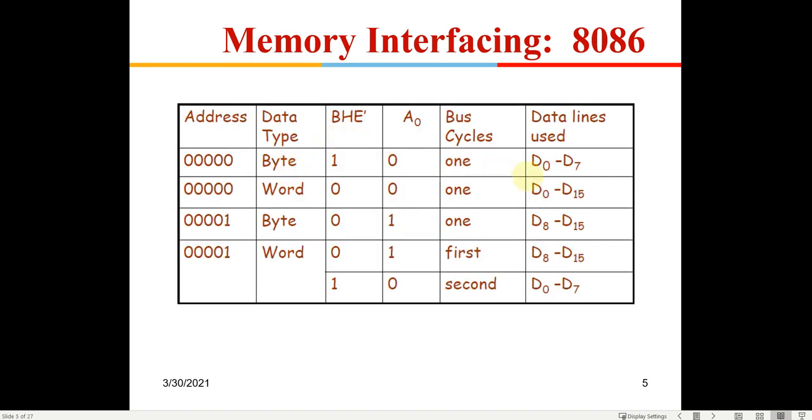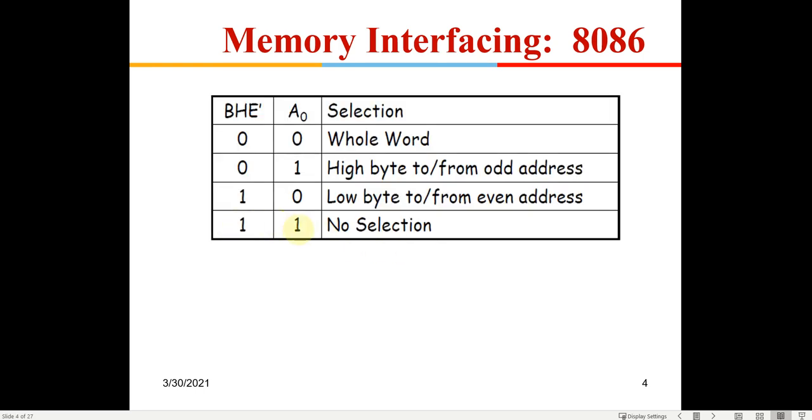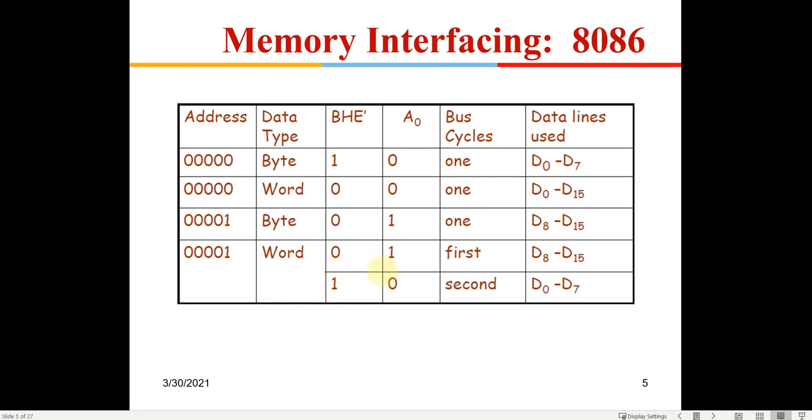The same thing is shown here. The only difference here is for 0 1 and 1 0. Although here it is shown as not permitted, here it is shown for the 1 1 combination. It is shown in 2 cycles. So in some versions of 8086, even if you want to get a word starting from an odd address, it can be done in 2 cycles.